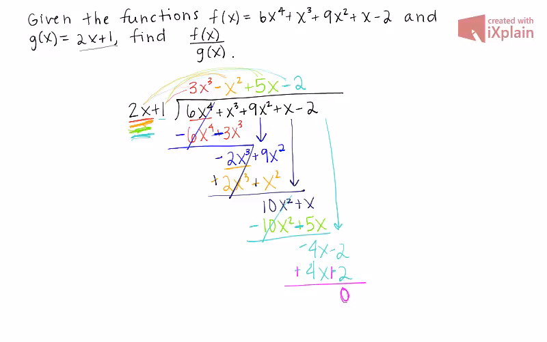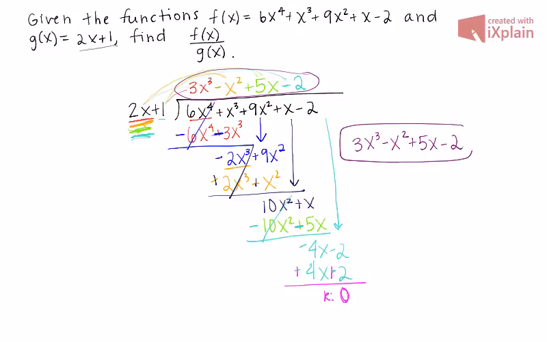So this number right here, 0, is my remainder, which is nothing. So your final answer is this right here up in your quotient, which is 3x cubed minus x squared plus 5x minus 2. And since there is no remainder, that would be your final answer.